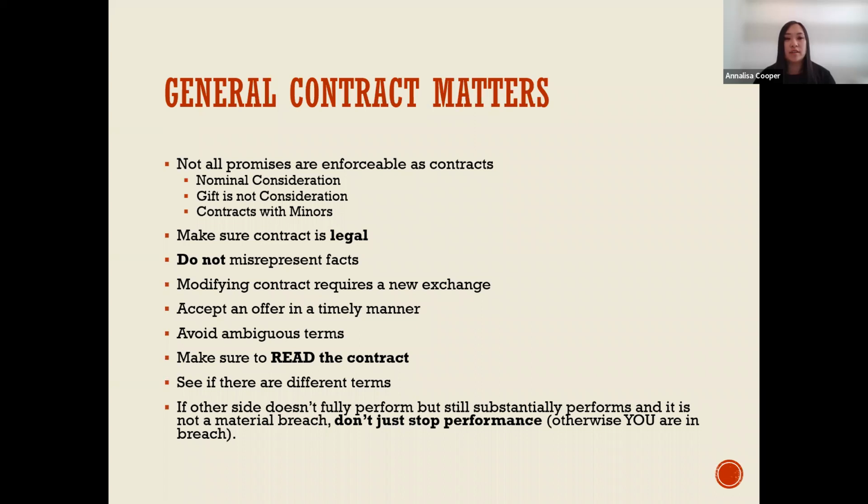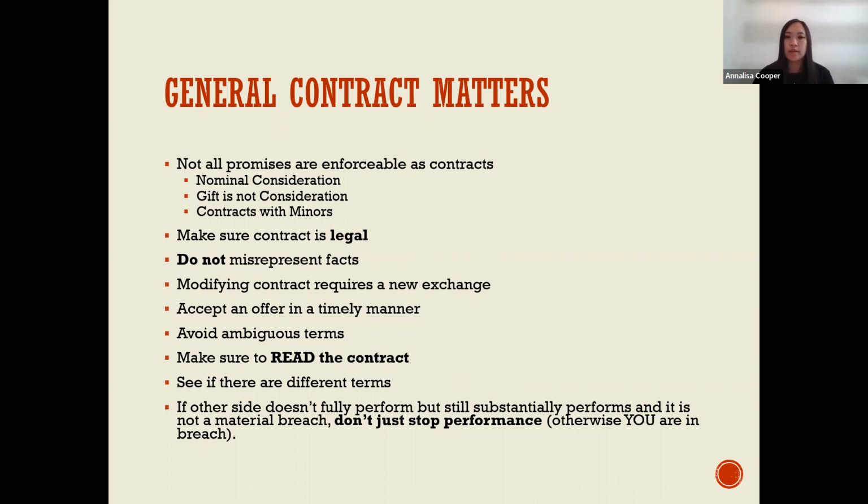Nominal consideration is considered a very small amount, like a penny or something, or $1. And that might not make the contract enforceable. Gifts are also not considered consideration. If you say that you're going to give someone a gift, that doesn't make an enforceable contract.